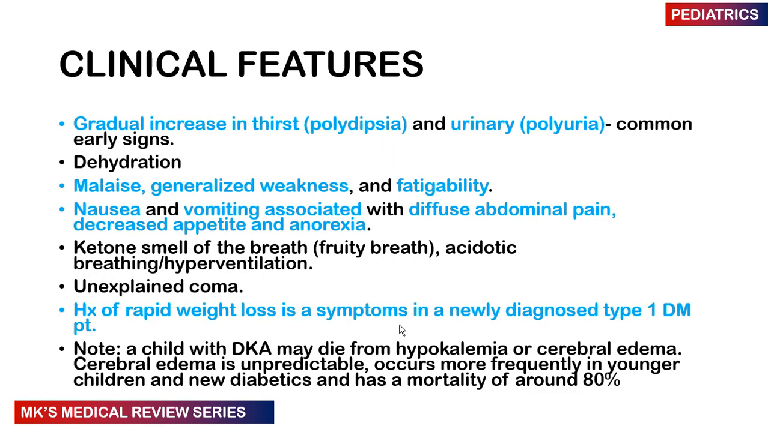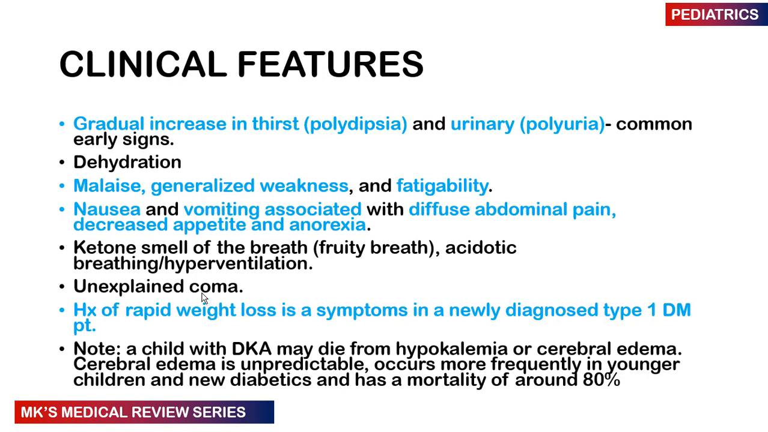So what are some of the clinical features? They may have a gradual increase in thirst, that's polydipsia. They may have polyuria, which are very common early signs. They may have features of dehydration, malaise, generalized weakness, fatigability, nausea and vomiting, which may be associated with diffuse abdominal pain that can actually be confused with an acute abdomen. Then you may also have decreased appetite and anorexia, a fruity breath, that's a ketone on the breath, acidotic breathing or hyperventilation, unexplained coma. Then, of course, there will be a history of rapid weight loss, especially in a newly diagnosed type 1 diabetes patient.